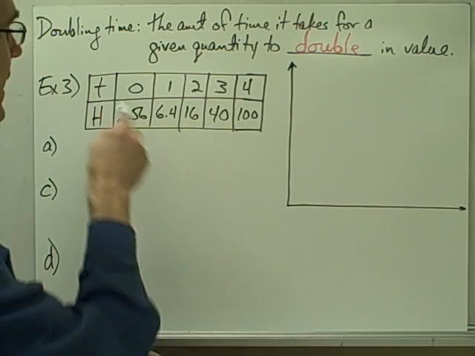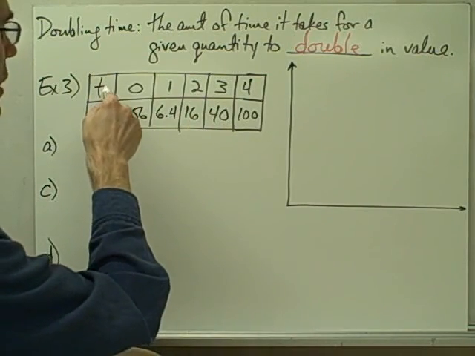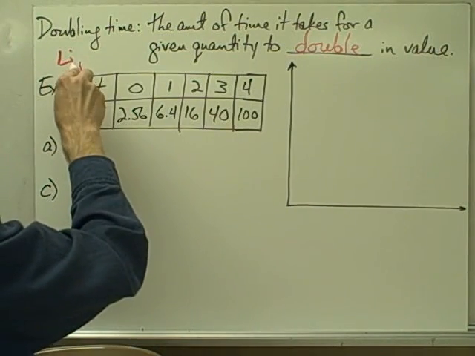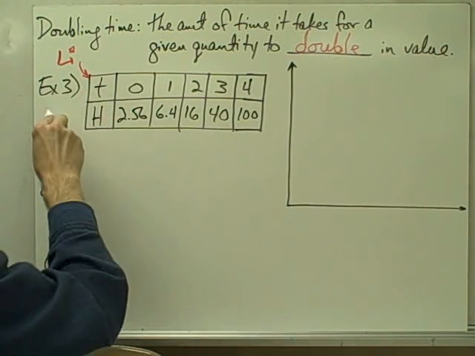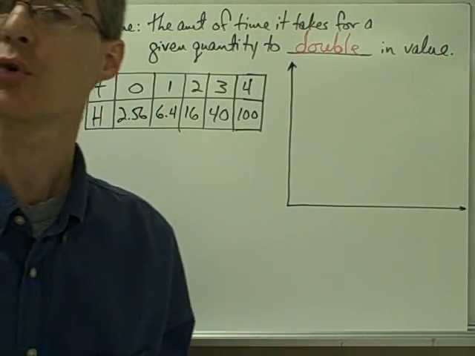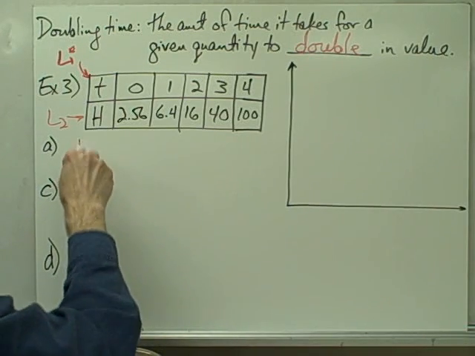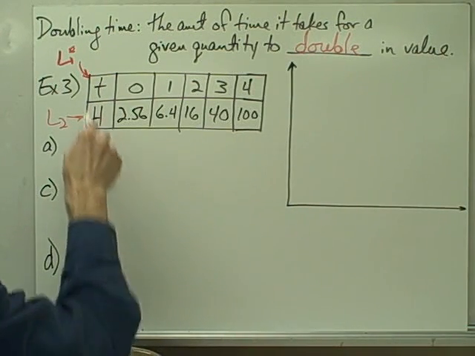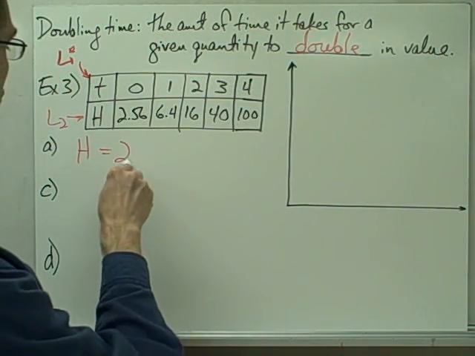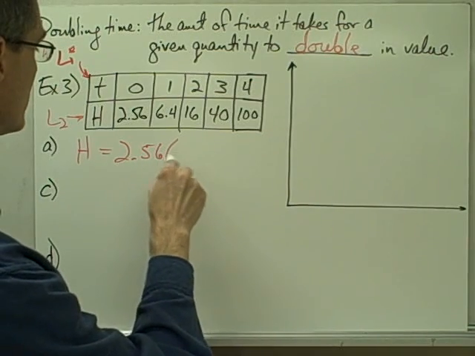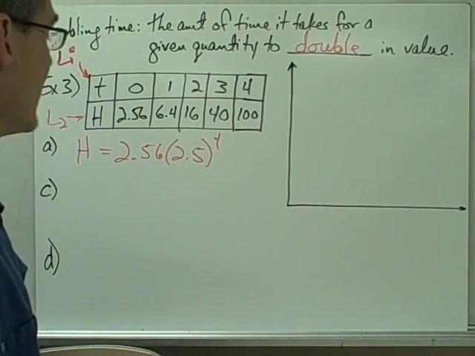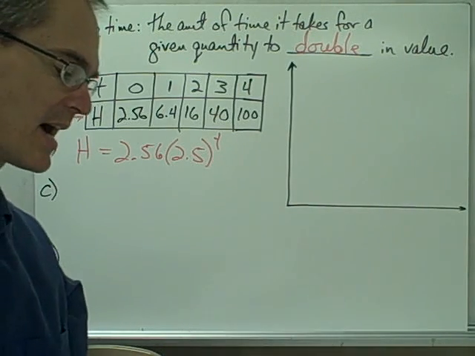Okay, so I know how to do that. I can enter these values into list 1 and list 2 in my calculator. I enter my independent variable into list 1. I enter my dependent variable into list 2. And on my calculator, I'm going to use my exponential regression function, and my calculator will tell me that h as a function of t is going to be equal to 2.56 times 2.5 to the power of t. All right, so now I have my function.